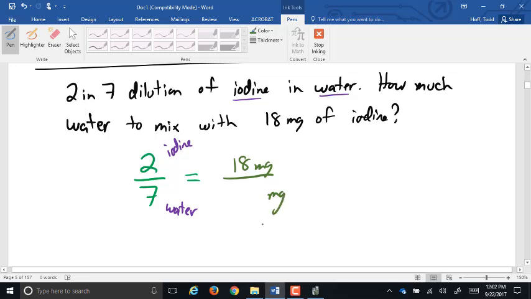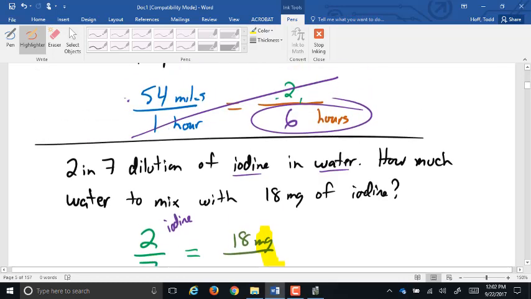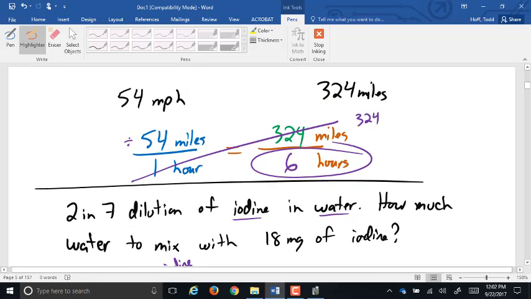Now I'm going to note a slight difference here. These proportions have to line up in at least one direction. Here, I have milligrams and milligrams there. They line up vertically, top to bottom. Up here, when it was a rate, it was miles and miles. This one lined up horizontally, so miles to miles that way, hours to hours that way. The units have to line up in at least one direction.